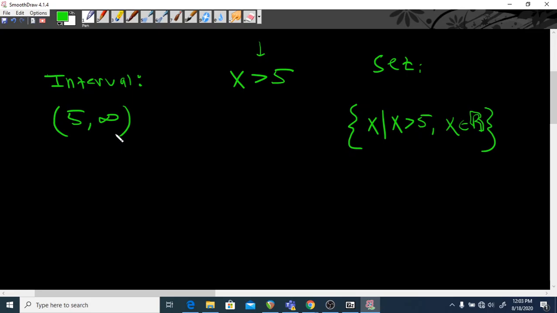Just so you know, infinity and negative infinity always get parentheses because you cannot put positive or negative infinity inside of a container. Infinity and negative infinity are larger than any real number in the world, and so it always gets a parenthesis. Okay, let's look at a couple more statements here. Let's say we have this one.